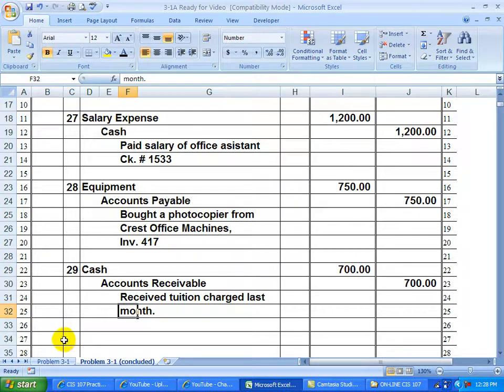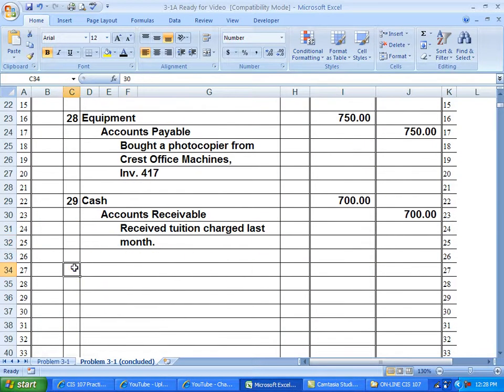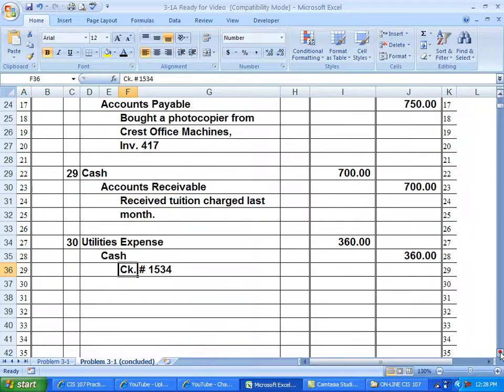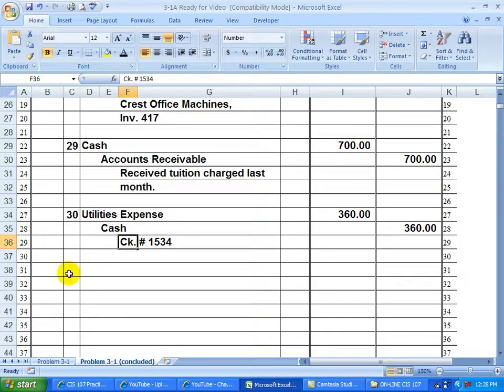On the 30th, we received and paid the utilities, so here's our skipping a line and putting in the date. And this would go into utilities expense. So an expense is increased by debiting it. And in this particular case, it said we paid it, so our cash is going down, so that's a credit. And our explanation would be our check number. Debit, credit, explanation.